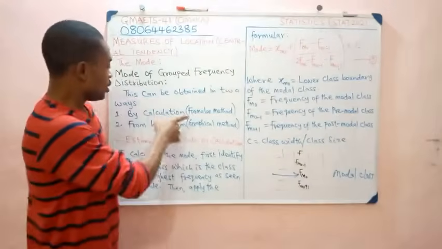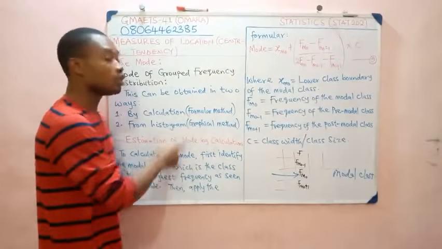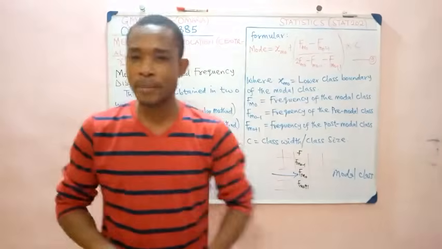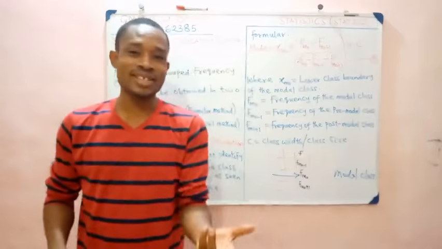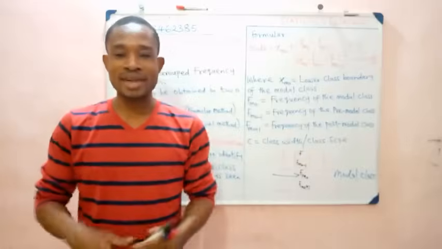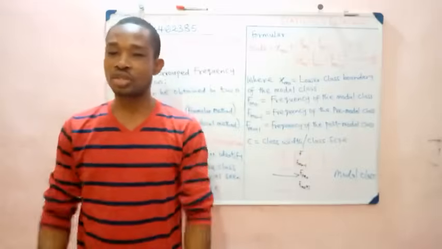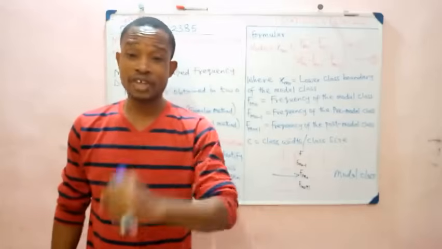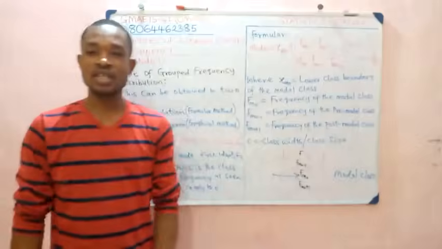Take note. The calculation method by formula gives accurate results compared to the graphical method. Of course, the reason is simple. In the graphical method, you would have to select a scale. After selecting the scale, you would have to trace points. Of course, errors due to parallax might make your result not to be absolutely correct as it should be. In the next video, we are going to take a question and see how we apply this formula.